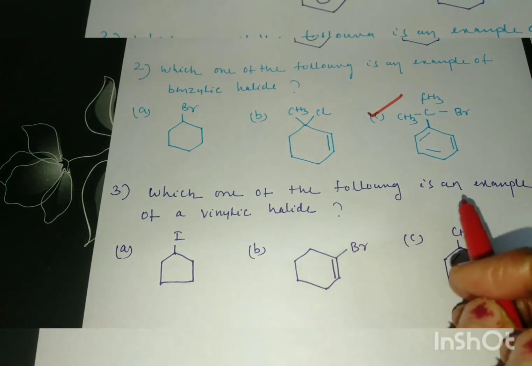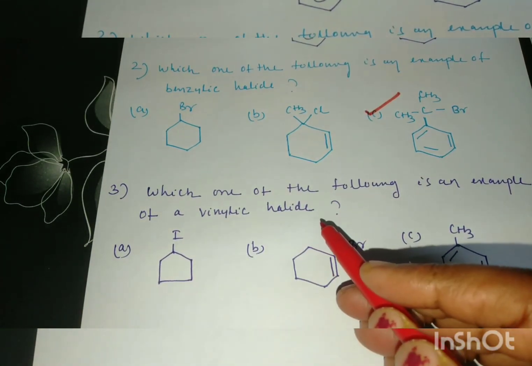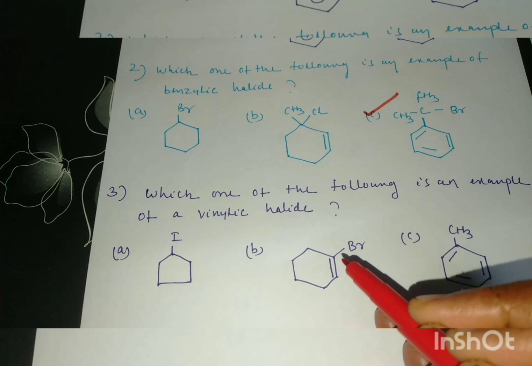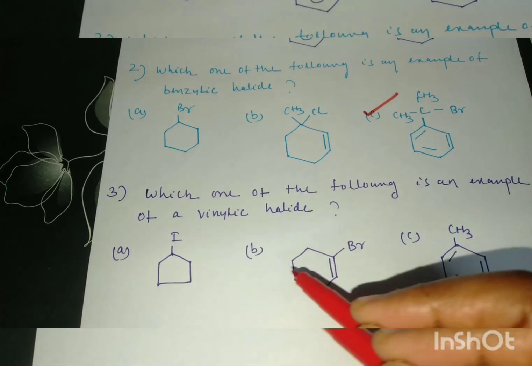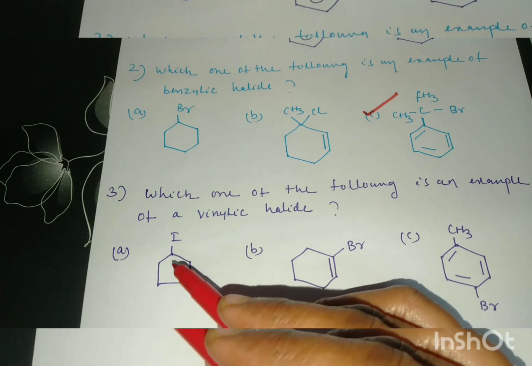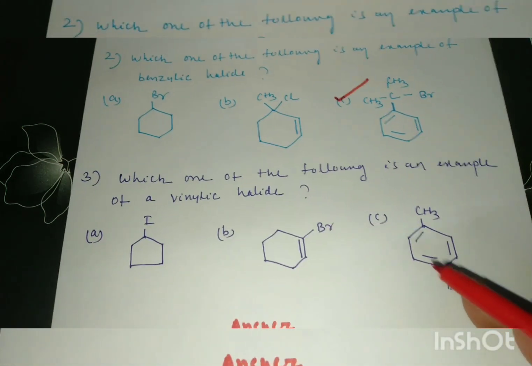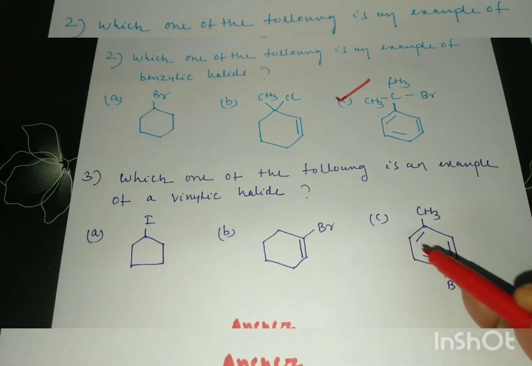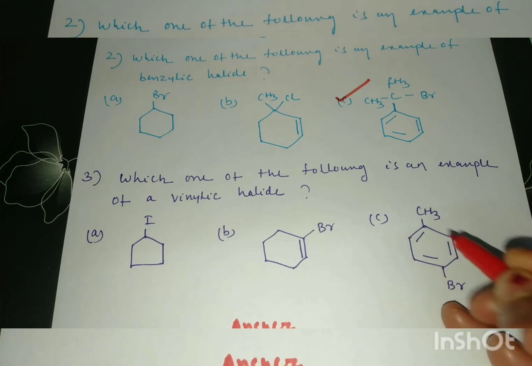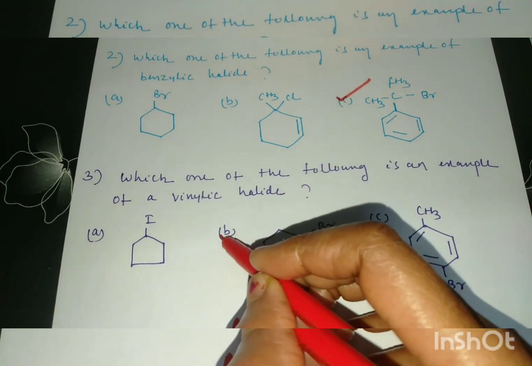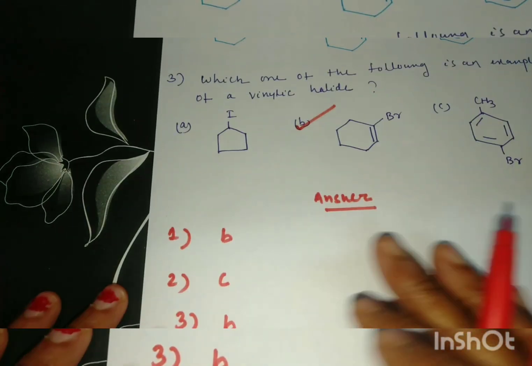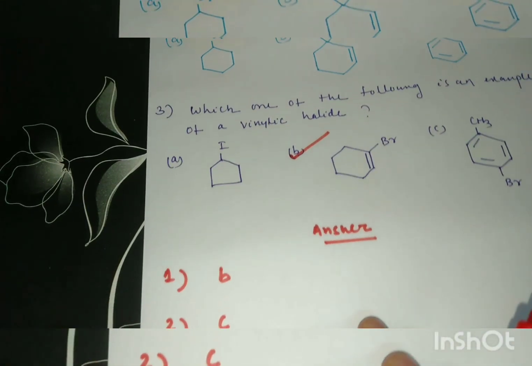Next, which one of the following is an example of a vinylic halide? We discussed this just now. Vinyl group means the halogen is directly attached to the CH double bond CH group. So here it is not attached to this vinyl group. Here also the bromo is not attached to a vinyl group, because a vinyl halide does not have a benzene ring, right? So this one is your vinyl halide group. Answer B, C. Okay, thank you.